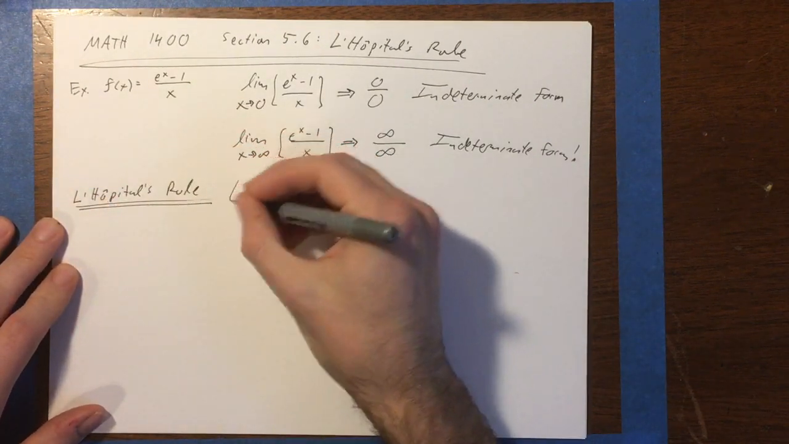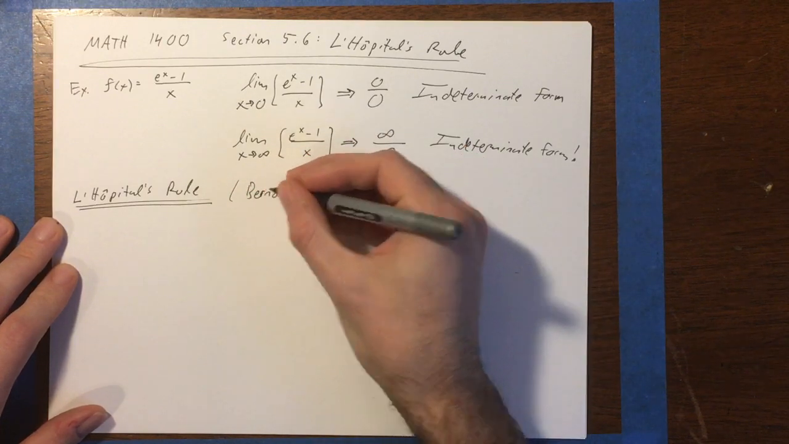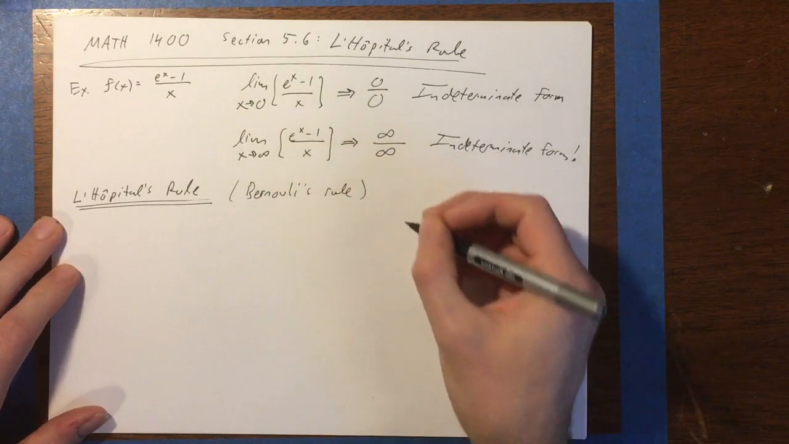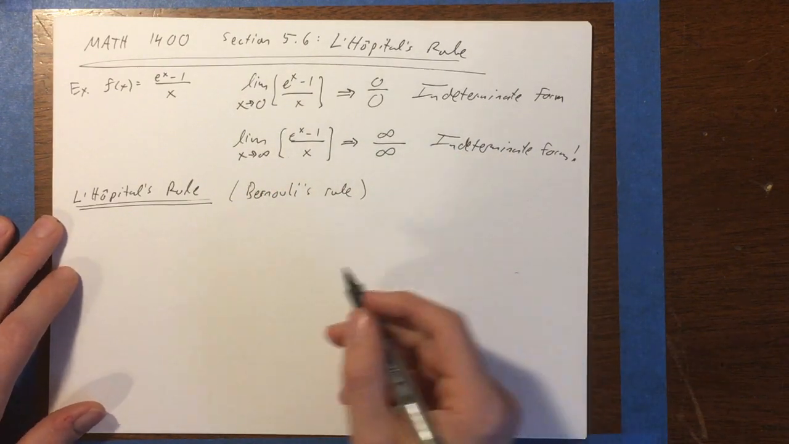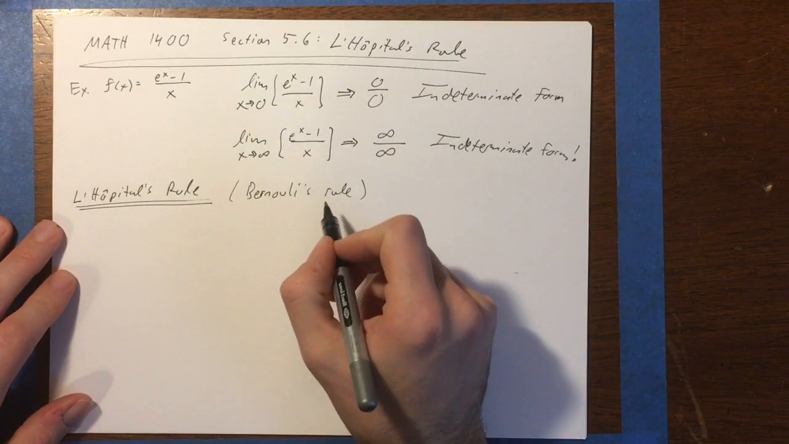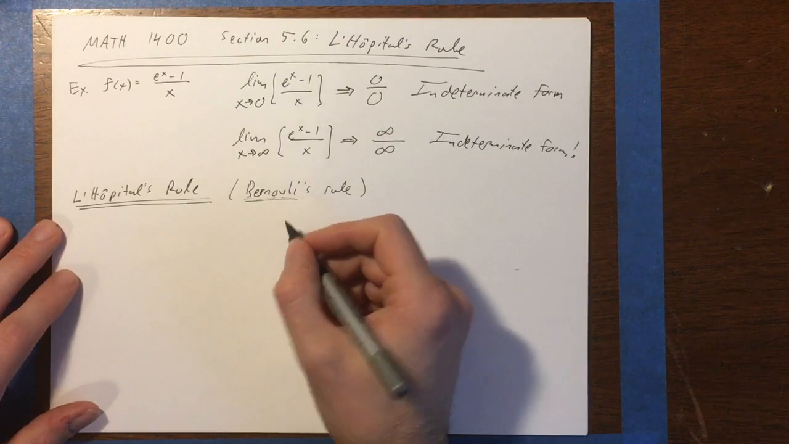So let's write history wrong and refer to this now as Bernoulli's rule. No one will ever know what you're talking about if you call it Bernoulli's rule. And I also probably spelled Bernoulli wrong. But no one will know what you're talking about. But we know that Bernoulli actually is the one who deserves the credit.